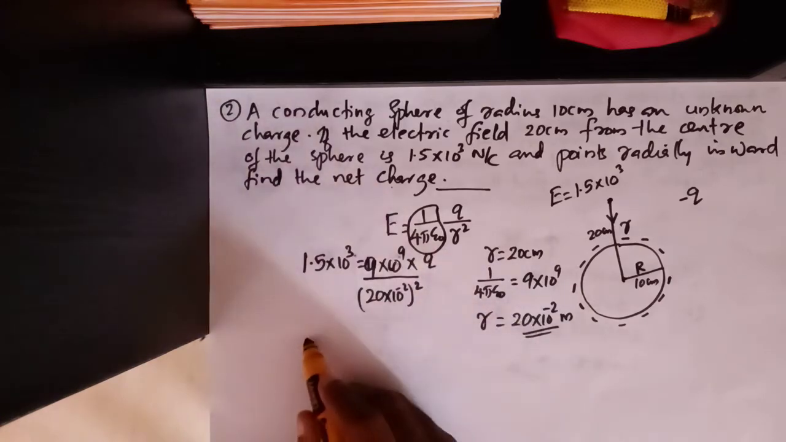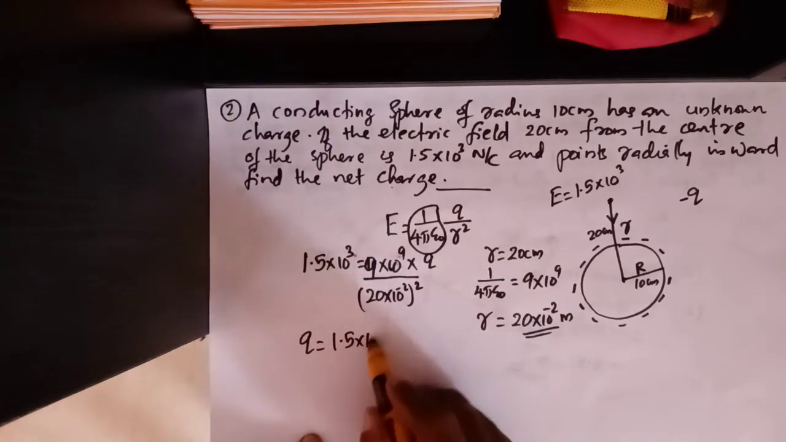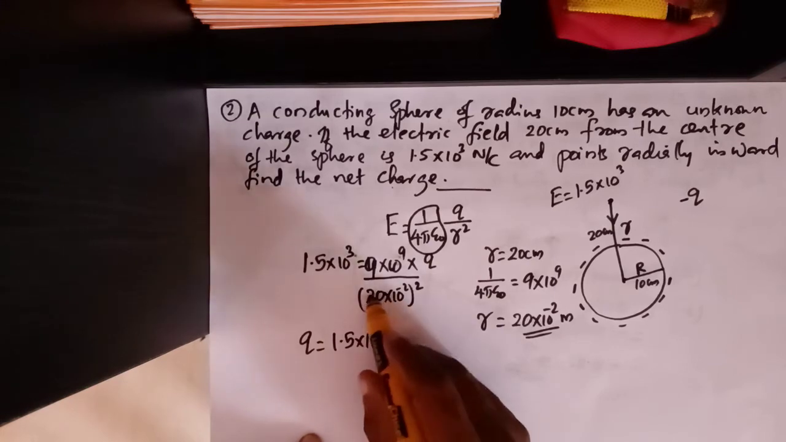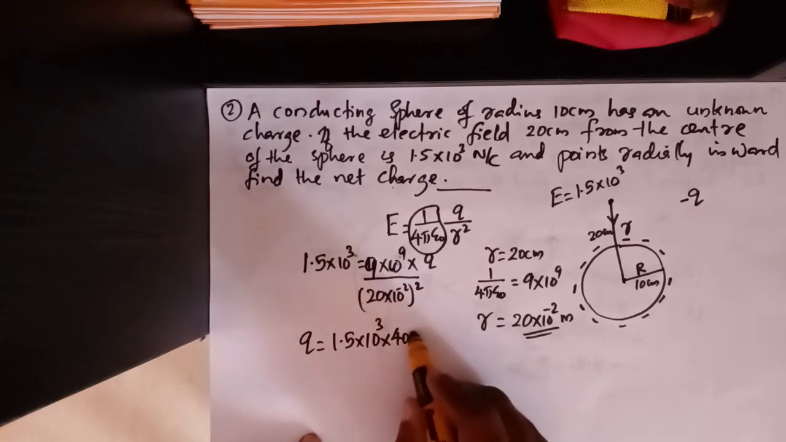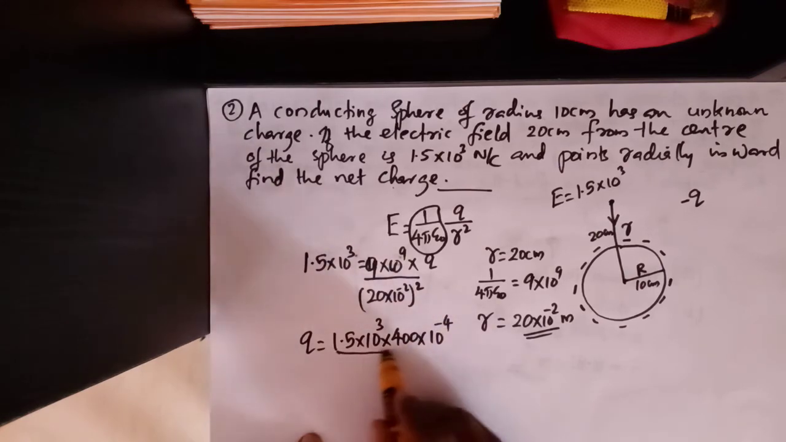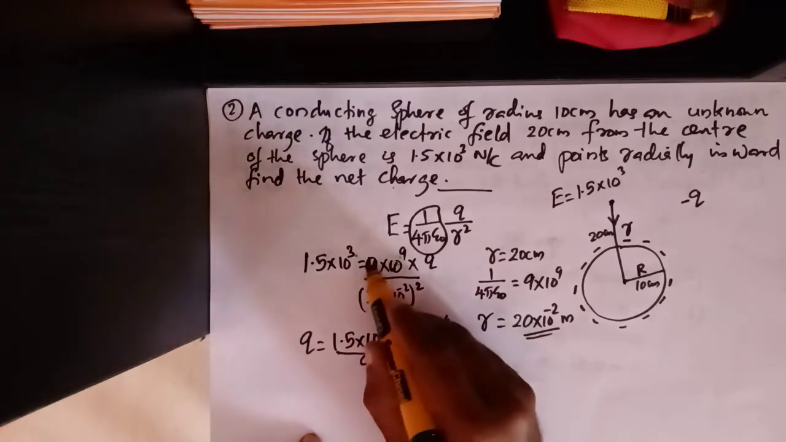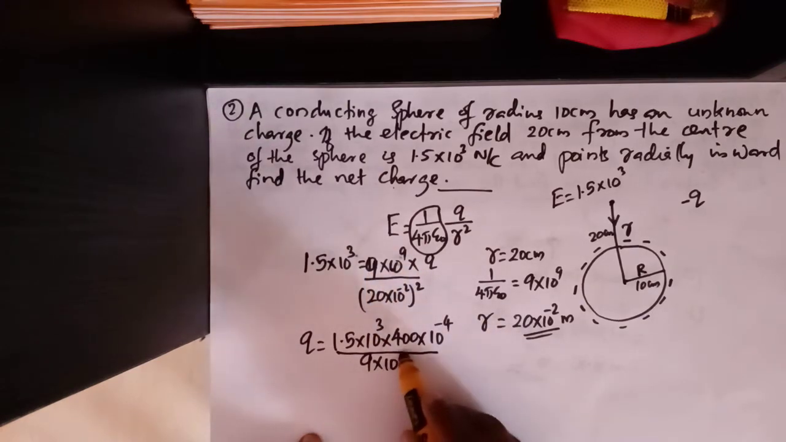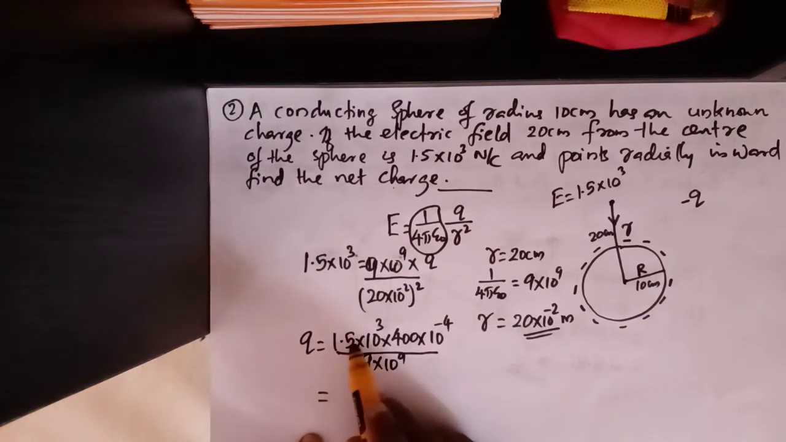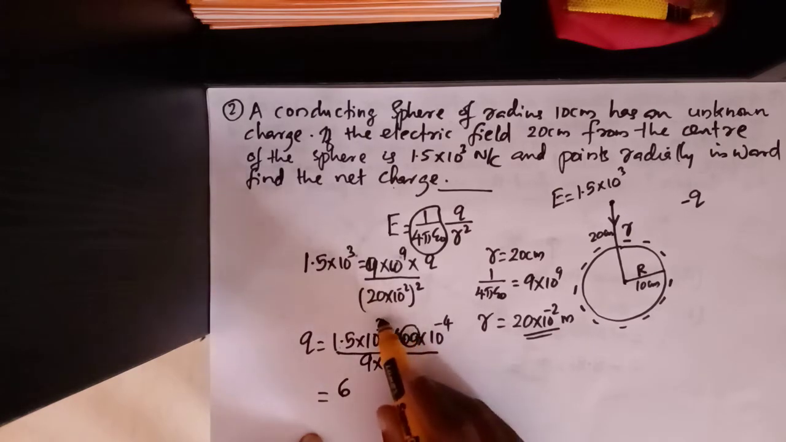Now I need q. What is q? Q is equal to 1.5 into 10 raised to 3. What is square of 20? It is 400. Square of 10 raised to minus 2 is 10 raised to minus 4. The whole divided by 9 into 10 raised to 9. I need to divide. So 1.5 into 4 is 6. These two zeros I will take along with it, it will be 10 raised to 5.